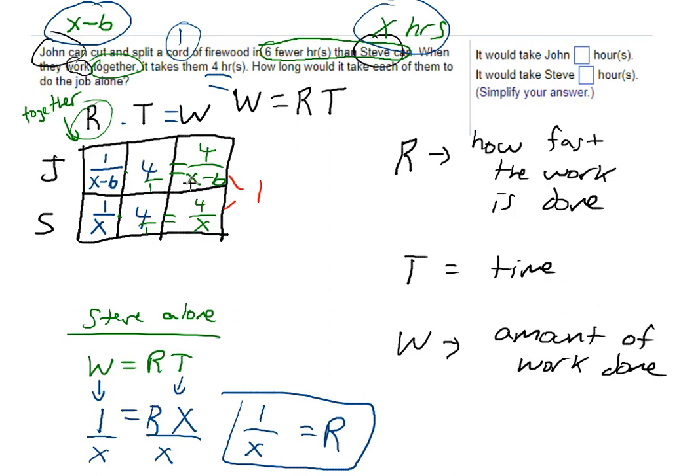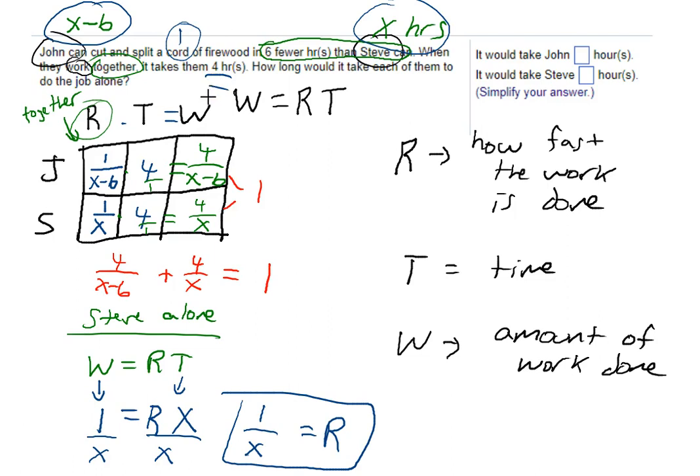So to make an equation out of this information, we're going to take the work that John is doing, which is 4 over x minus 6, add to that the work that Steve is doing, which is 4 over x. Together, their work together is one job getting done.